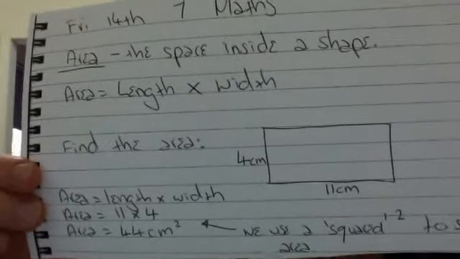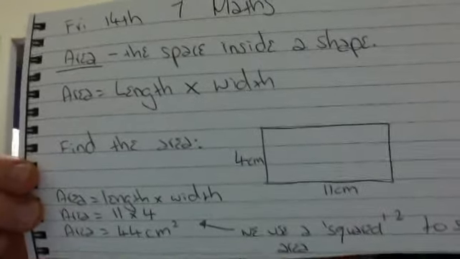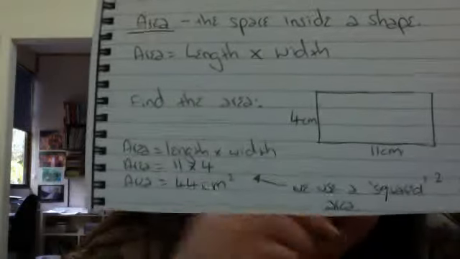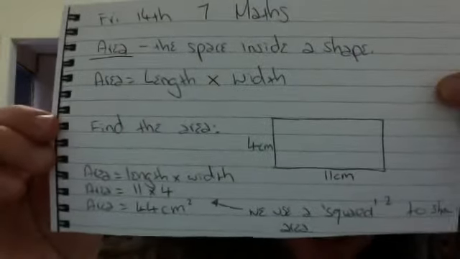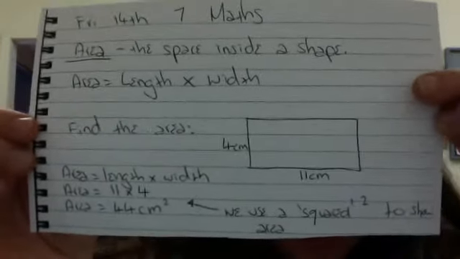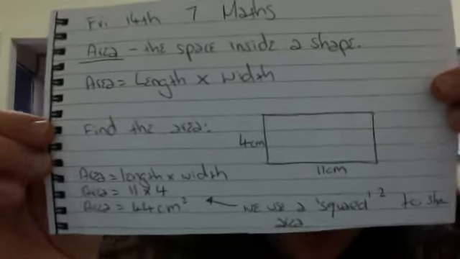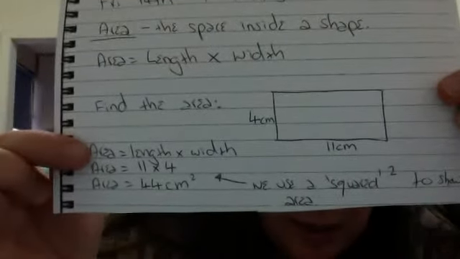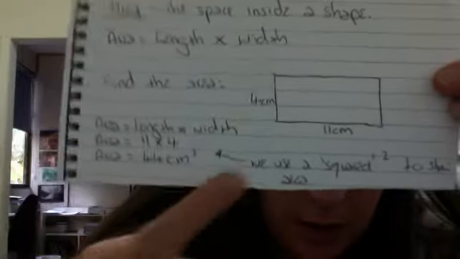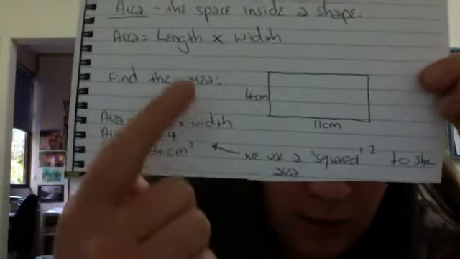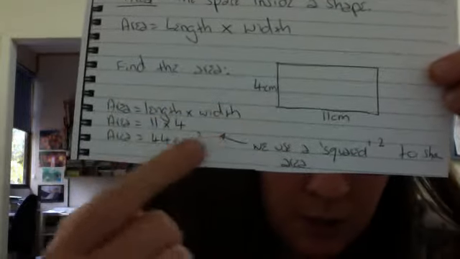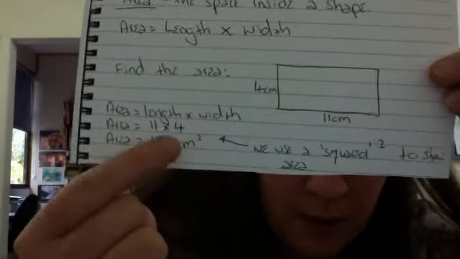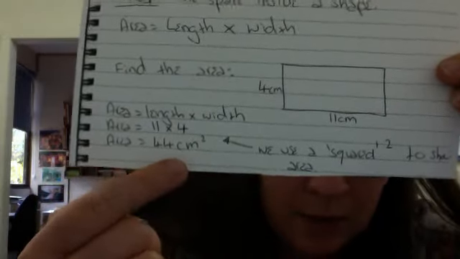If we're doing any rectangle or square, we can find it by length times width. That just means two different sides and you multiply them together. So for example, find the area of this rectangle. We know that the area is length times width. We know the length is 11 and we know the width is 4. So all we do is area equals 11 times 4. Easy. 11 times 4 is 44.